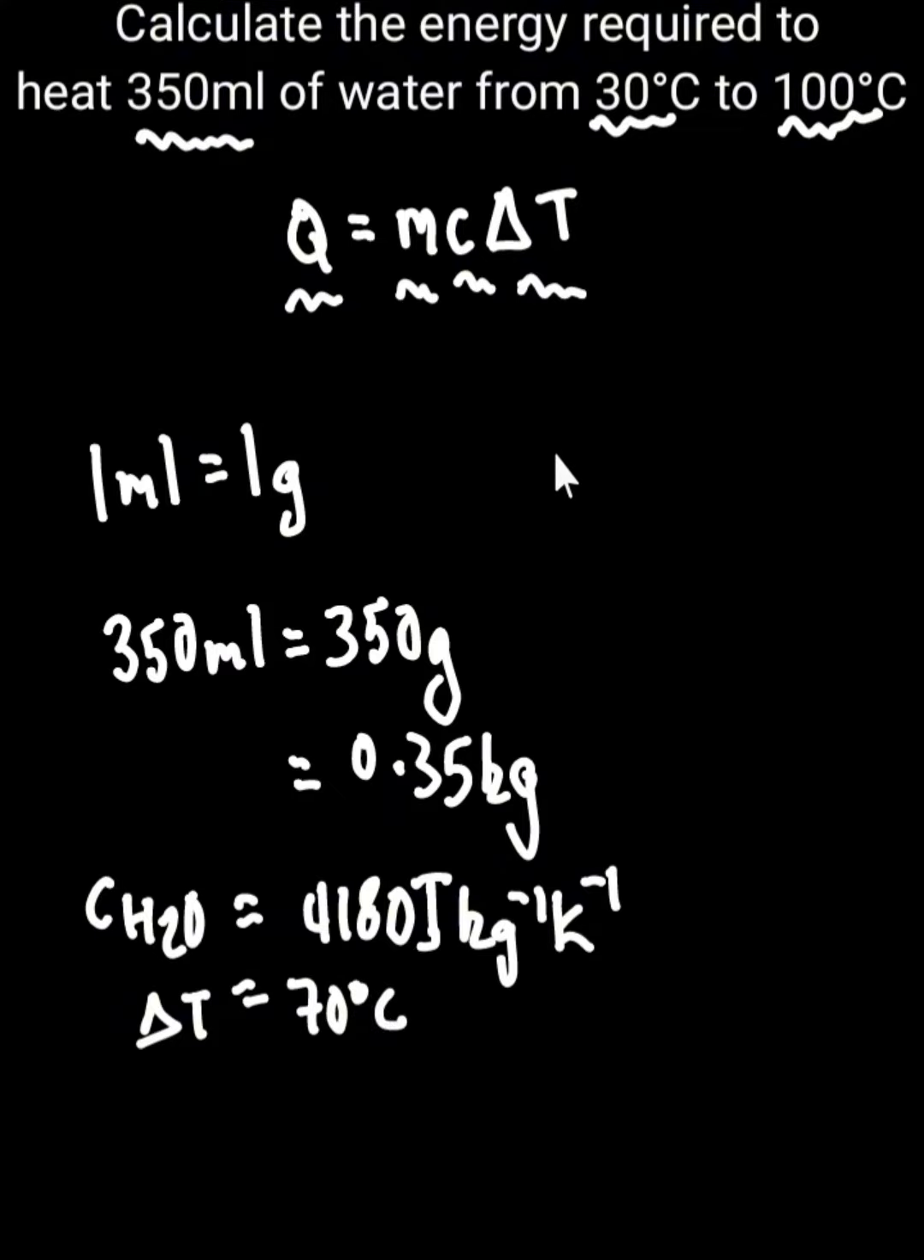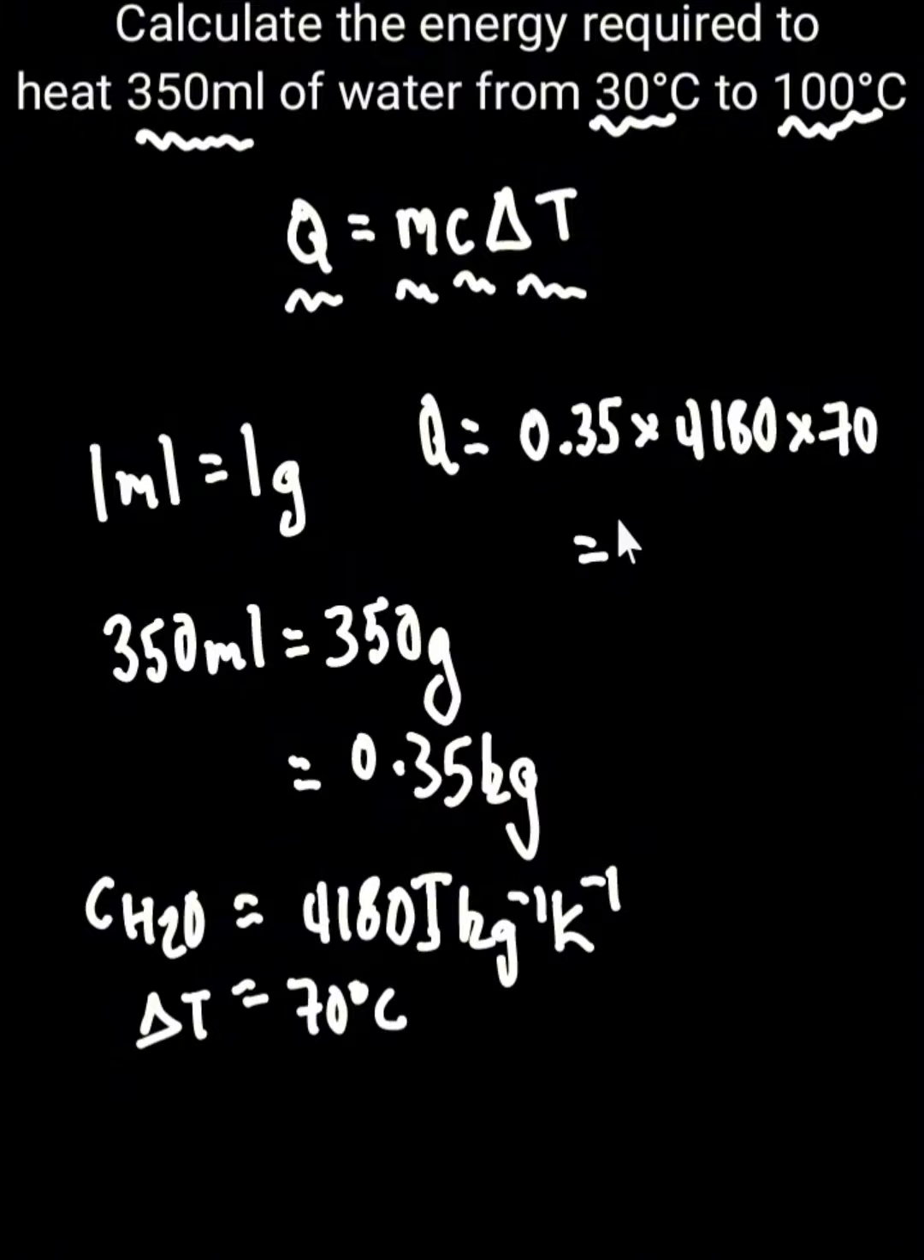Now with all these values we can put them into our formula. So 0.35 times that times 70, and if you put that into our calculator we get this value right here in joules.